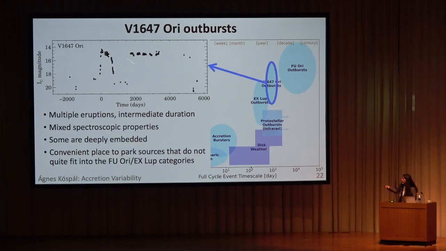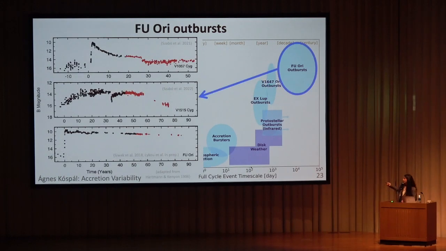And then the V1647 Orionis objects with multiple eruptions, intermediate duration, mixed spectroscopic properties. Some of these are actually embedded. And this is unfortunately a convenient place to park sources that we cannot put into the other categories. And then here are the FUor outbursts, which are the largest ones.